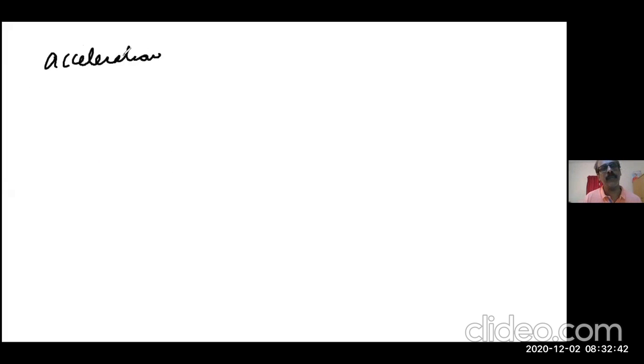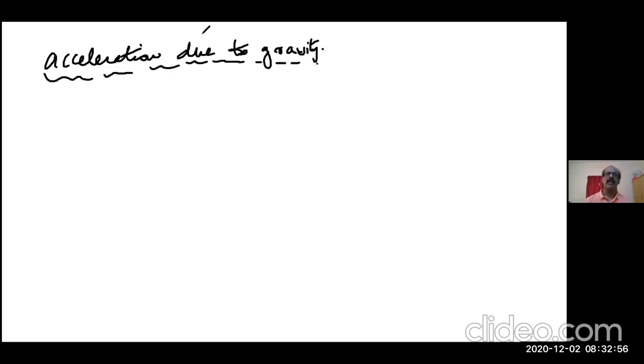Next, acceleration due to gravity. This is acceleration on Earth. Look here. Let us calculate the acceleration on a body due to gravitational force, because whenever there is a force, there is an acceleration. Force by mass. Here we are calculating when Earth attracts a body, how much acceleration it gains. That's what you're going to calculate here.